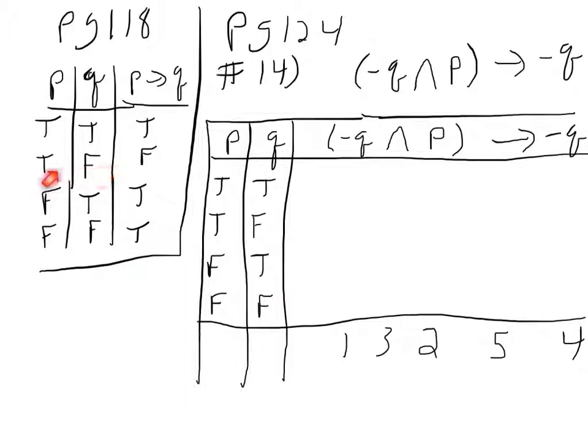The one line that's of particular interest: the only way you get false in an if-then is if the hypothesis is true and the conclusion is false. Otherwise, you always get a true.